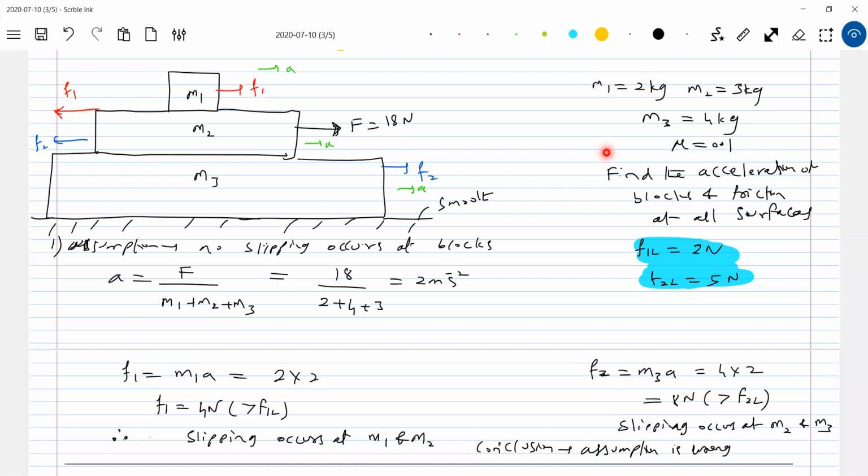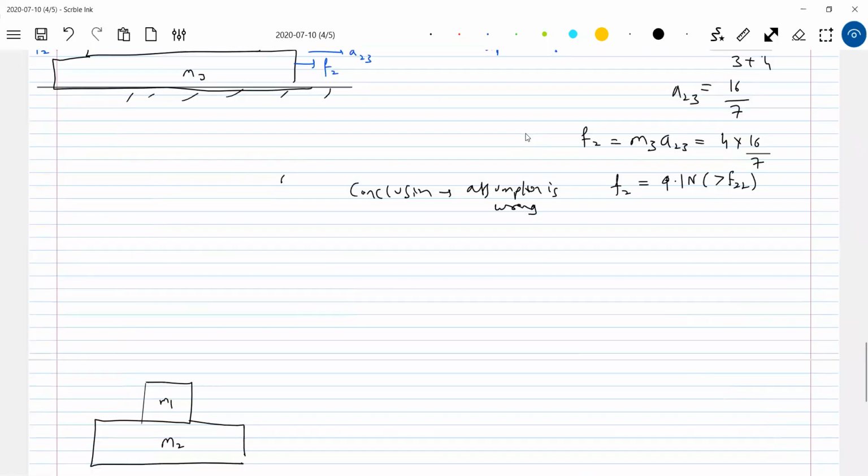Yes, sir. Just carry on with this. With many blocks, the method is the same. As the number of blocks increases, you have to work out more. 3 blocks, 4 blocks, you have to work out more. So you do have questions like this also.